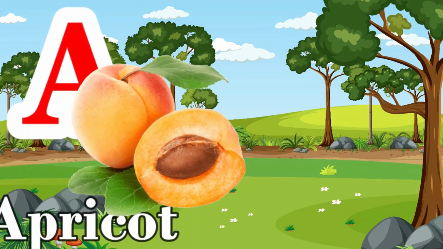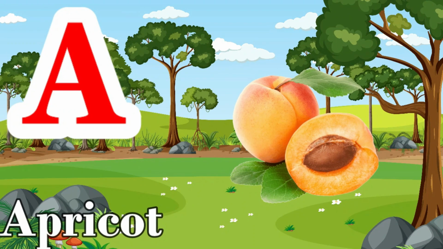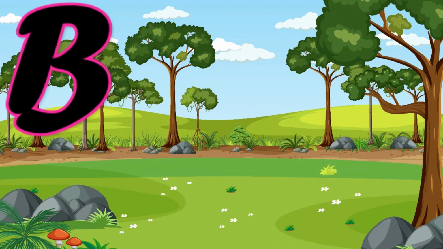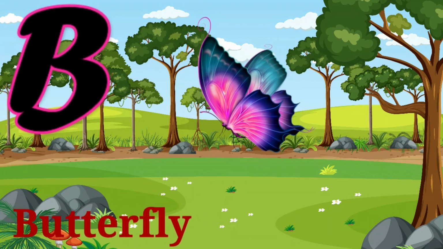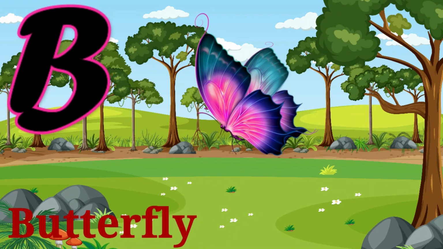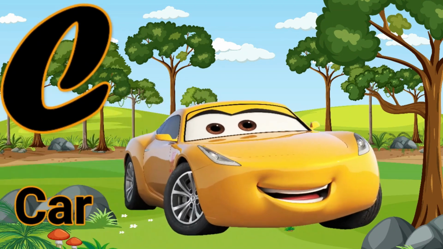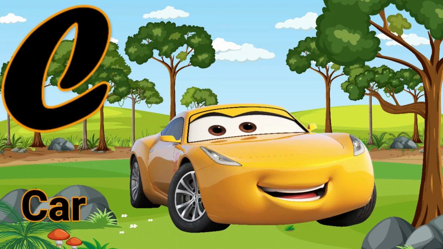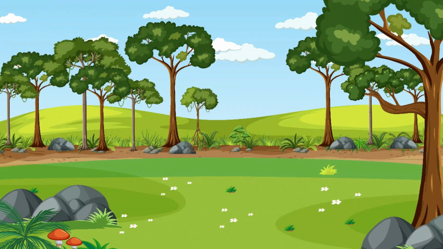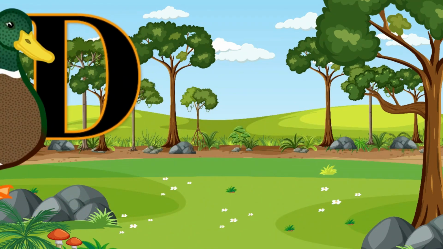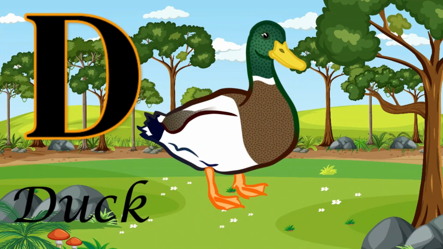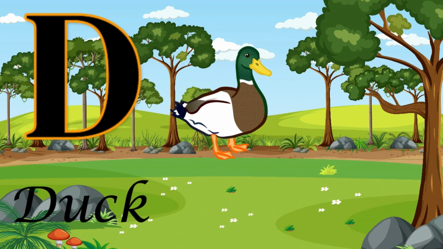A. A for apricot. B. B for butterfly. C. C for car. D. D for dog.